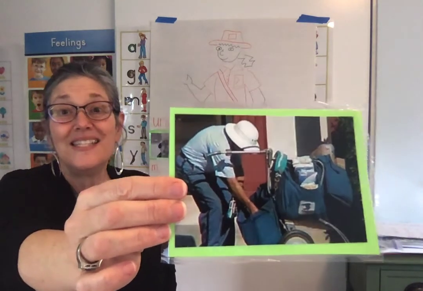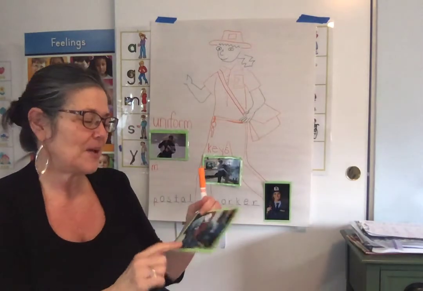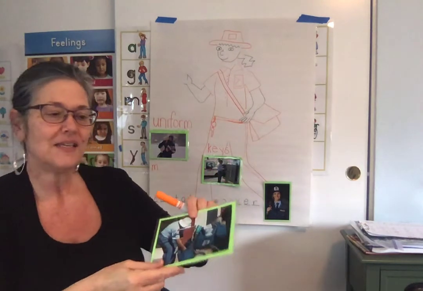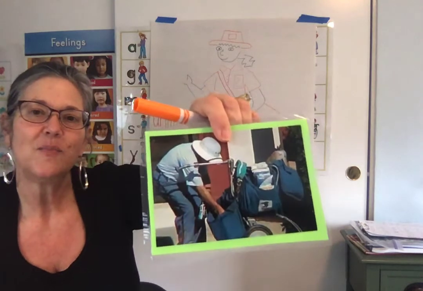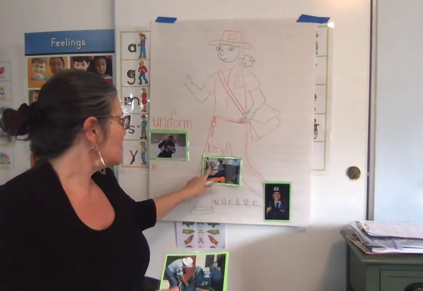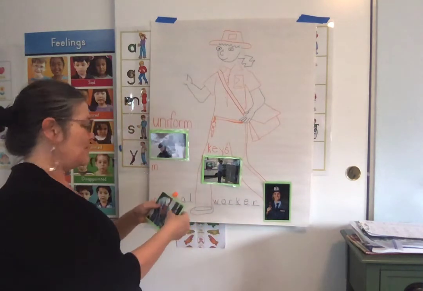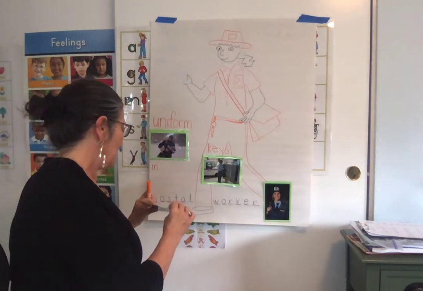Okay, so this one, he's going to go all over the neighborhood, and he might not be able to go where his truck would fit. So he has wheels with his bag. And this one doesn't have a bag. This one has a bag. But they might have a mail bag.